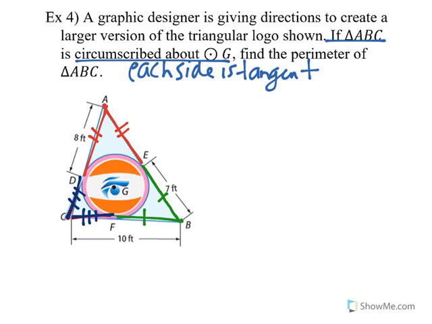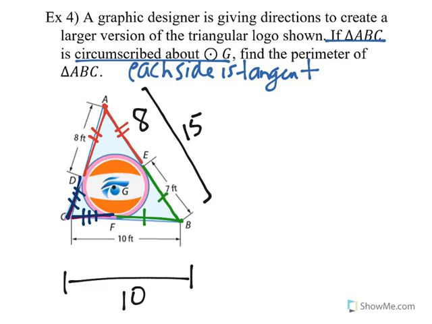And we need to find the perimeter, which means we need all of the pieces of this puzzle. So let's start at the top in the red. We know that AD is congruent to AE. So if AD is 8, AE is 8. Which is perfect because that tells me my entire side AB is 8 plus 7, which is 15. We also know the entire bottom piece is 10. So I have 2 sides, I need the third side. But here's my issue. I do not know what DC is or CF. But I do know that the entire thing CB is 10.